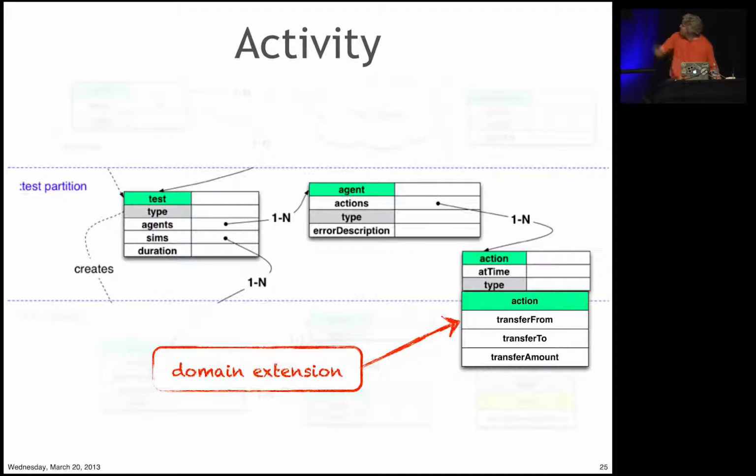And again, there's a generic model that comes with Simulant, but then you're going to extend things onto these existing domain entities for your problem. So in this case, the agents have a transfer from, that's who's going to be doing the transfer, a transfer to, and a transfer amount.